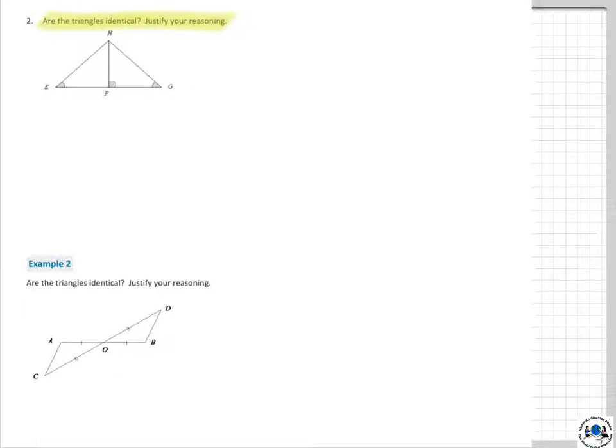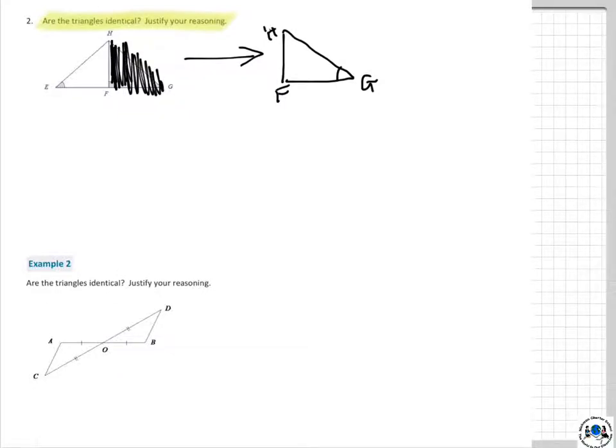Okay, so here we are in number 2. Are the triangles identical? Justify your reasoning. First thing I want to do is go ahead and pull that other triangle out and have it there on its own. Cross this other one off right there.